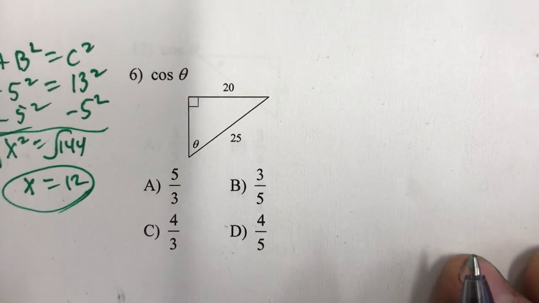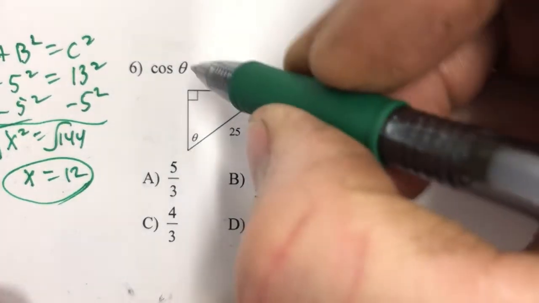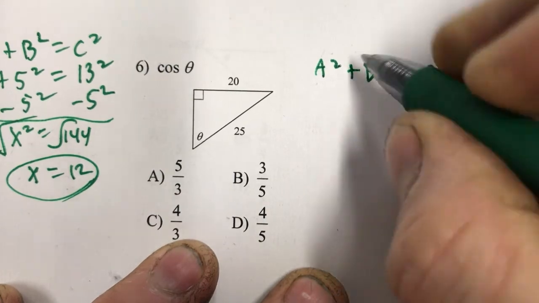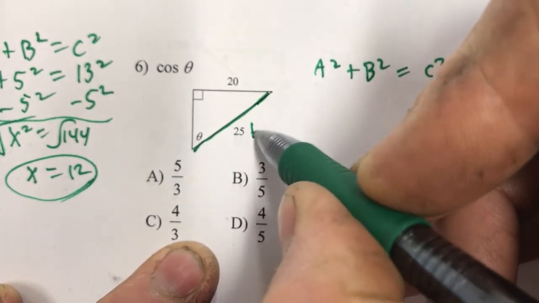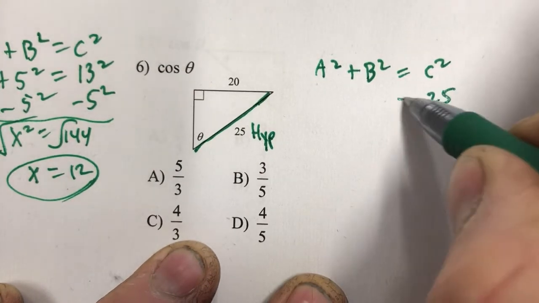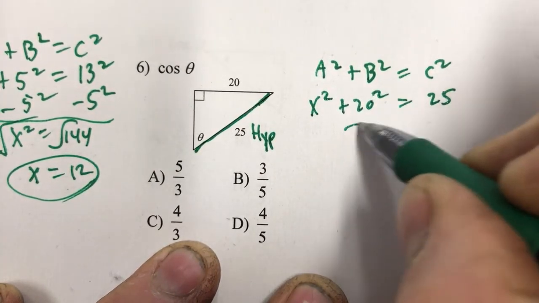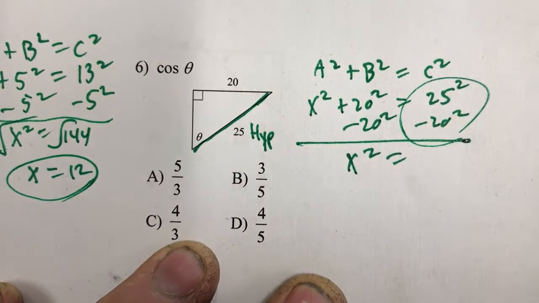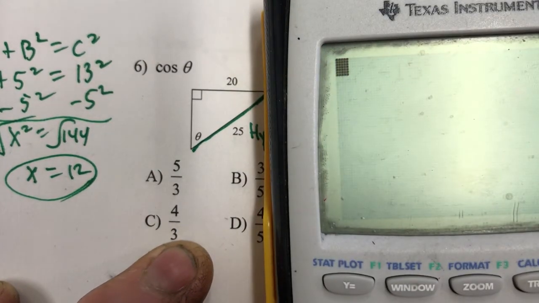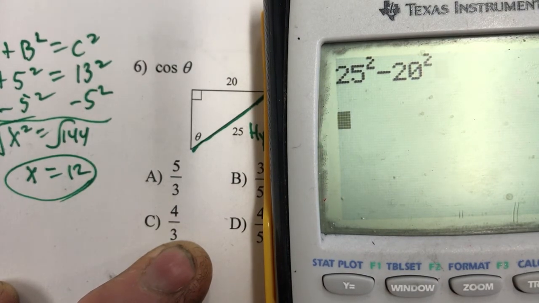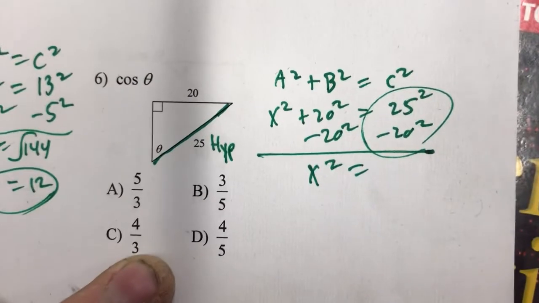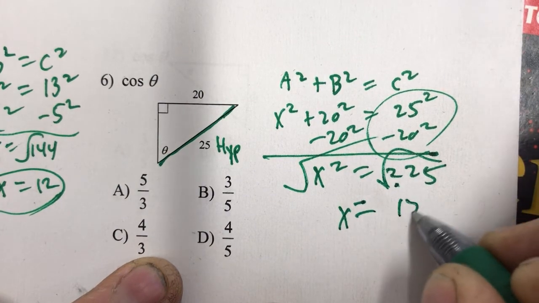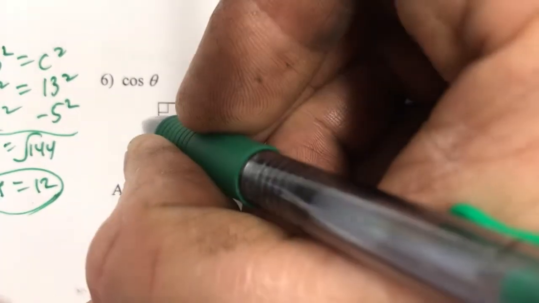We'll do number 6 here. So we got 20, we got 25, we got this missing side. So a squared plus b squared equals c squared. And if you look, notice this is my hypotenuse right to here. So this is the c. So I got x squared plus 20 squared, and I'm going to minus 20 squared. So x squared equals 25 squared minus 20 squared. Let's punch that in there. 25 squared minus 20 squared. That's 225. So I square root both sides, which means x equals 15. Square root of 225 is 15. So this missing side over here is 15.